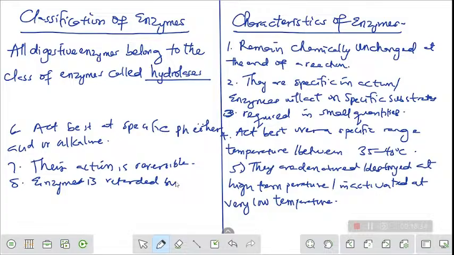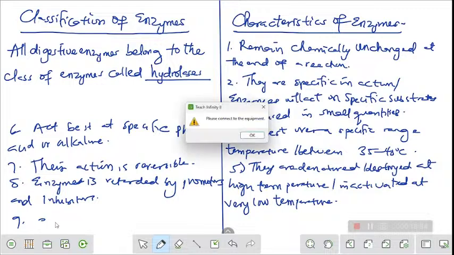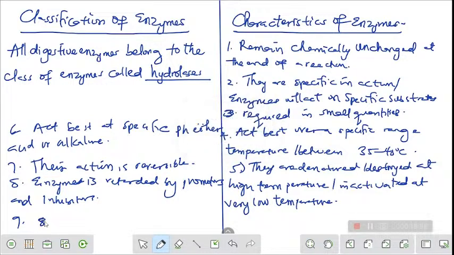So let's go to number 9. Some are inactive and require a coenzyme or agents to activate them. So that's where coenzyme comes in.